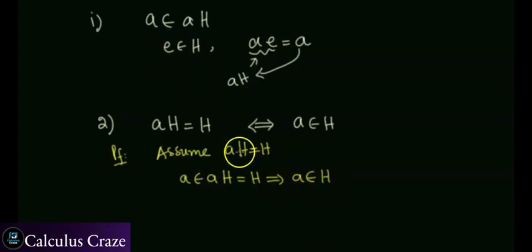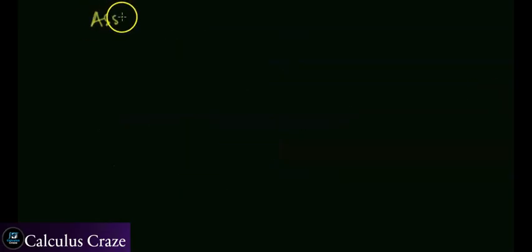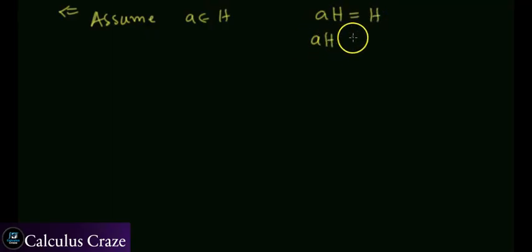Because A is always inside this, and this set is equal to this, A will be inside this, and you will be done. Let's see what the argument is for the other side. Now we are in the reverse direction. We assume that if A is inside H, then I can show that AH and H are the same. So what we need to show is AH is sitting inside H and H is sitting inside AH, right?